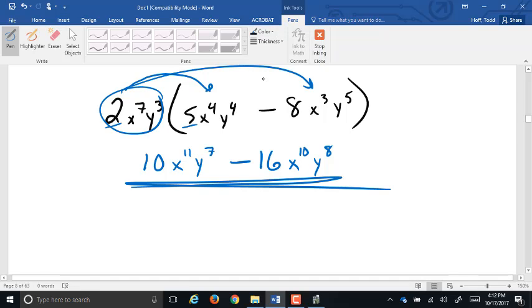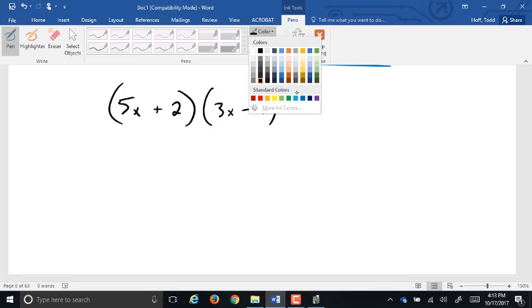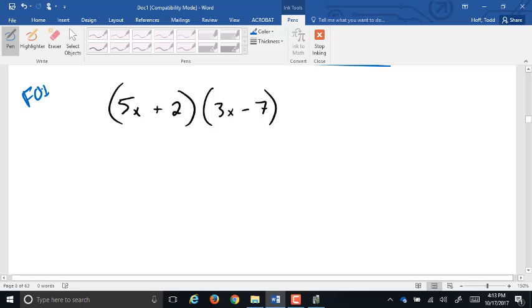Okay, any questions on there? Okay. Well, the next step then is what happens when it's two multiple digit numbers, like 5x plus 2 times 3x minus 7. We have shortcuts for this. All of you have heard of FOIL, or many of you have heard of FOIL probably. But you can just set this up and long multiply it, just like whole numbers.